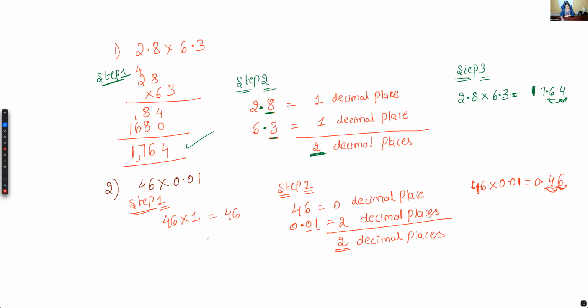Okay. In the final example, that is the last method of decimal multiplication, if we have 5.678 times 100. Okay. 5.678 times 100.